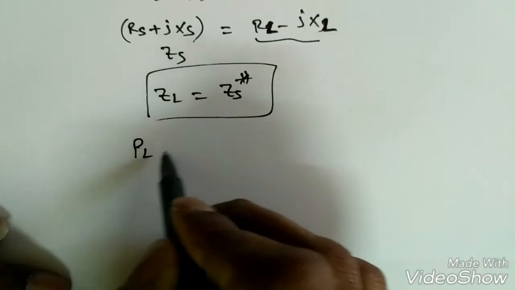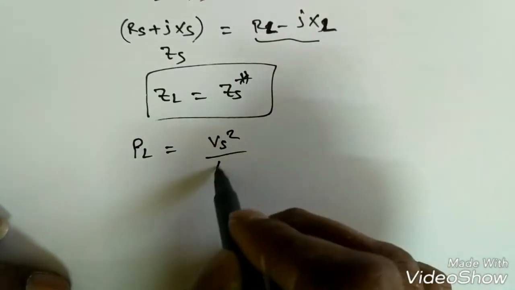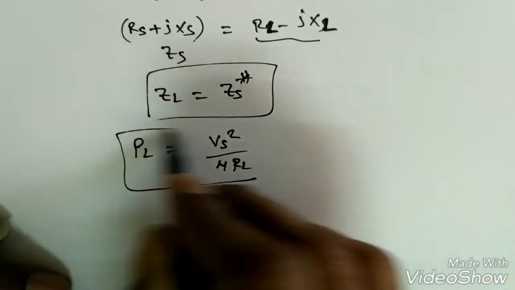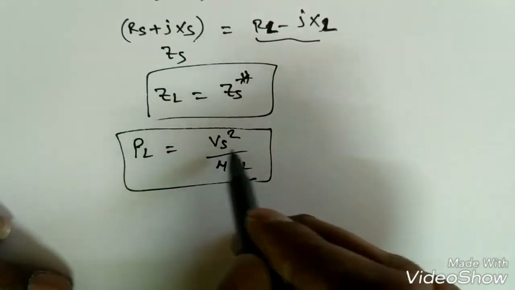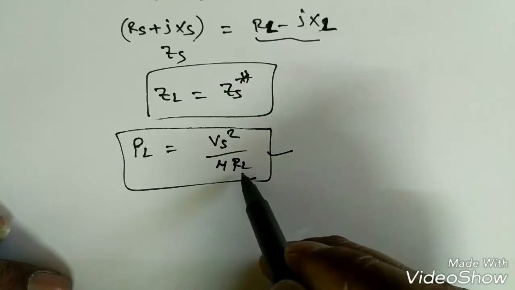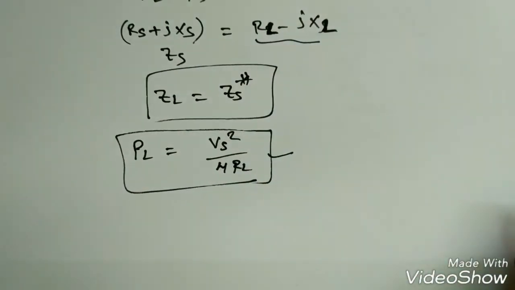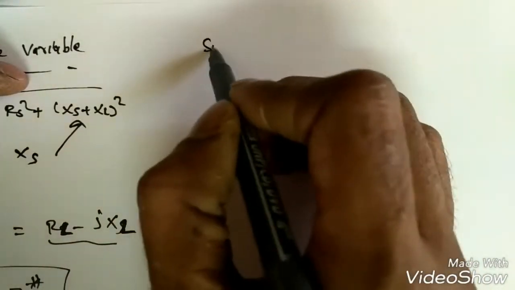Then also the maximum power is equal to Vs square by 4RL. See, this power condition doesn't change in any case: Vs square by 4RL, so only the RL value changes. Now I will summarize all the conditions here. So, summary.